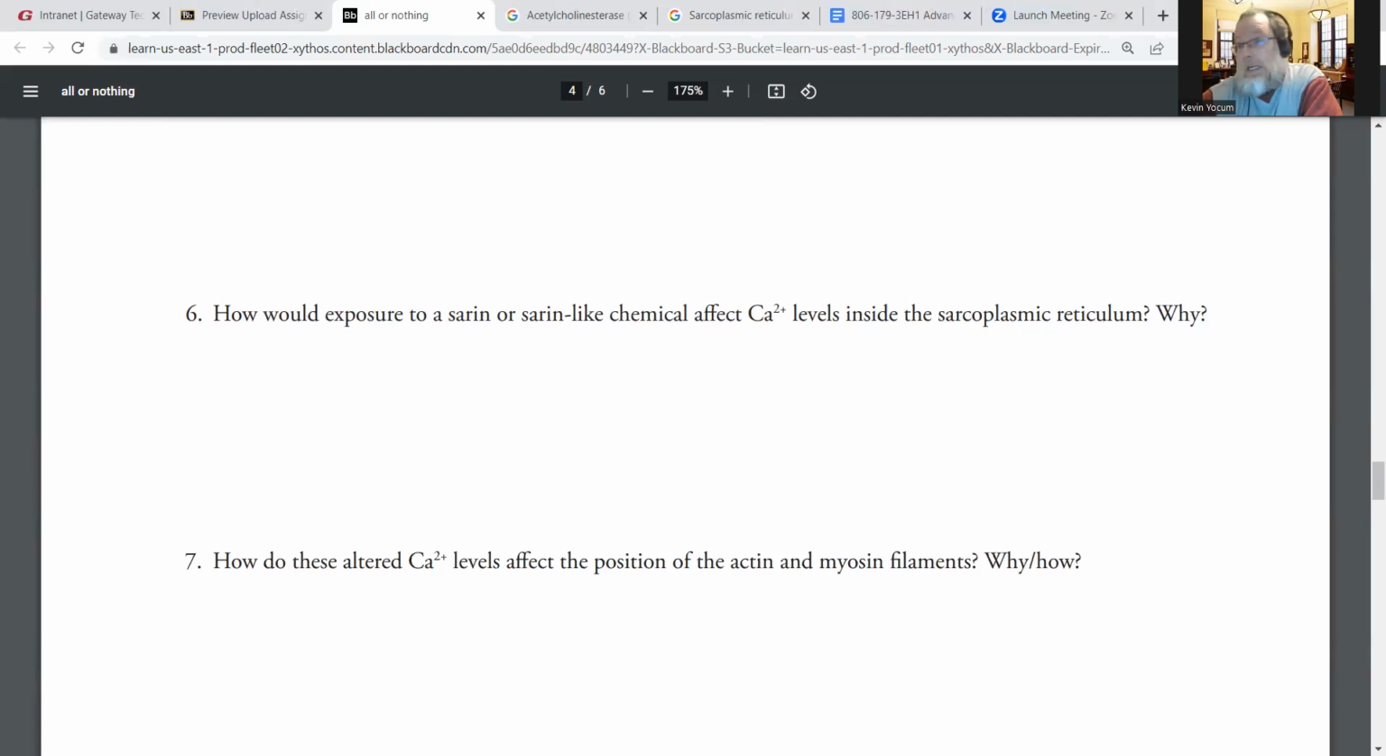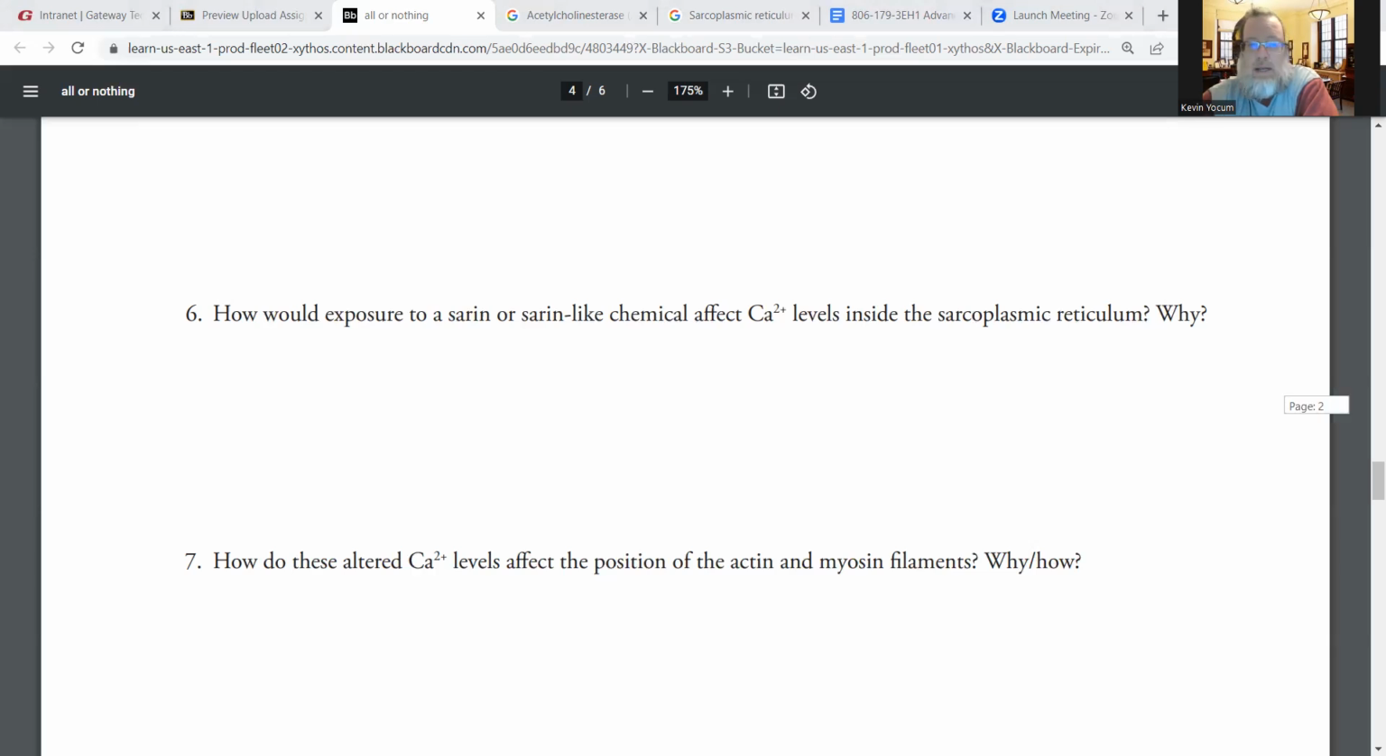Inside the sarcoplasmic reticulum, we're going to see a decrease in calcium, right? Because the sarcoplasmic reticulum is where calcium is stored when the muscle is not being stimulated. In this situation, we have hyperstimulation of that muscle because of all this excess acetylcholine building up, triggering an excess of sodium, which then leads to calcium rushing out of the sarcoplasmic reticulum. So calcium levels inside the SR are going to be low, because the sodium kicked it out.